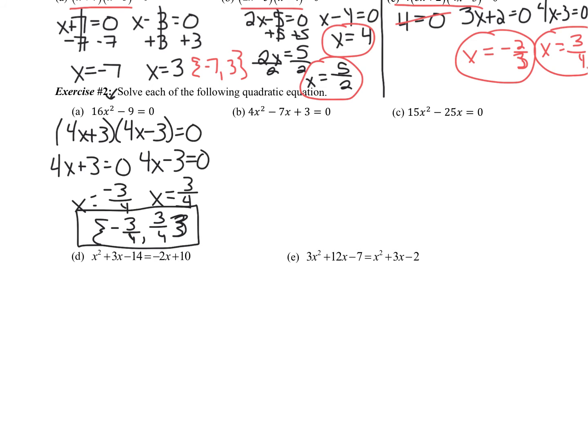as my final answers. So let's look at the next one, 4x squared minus 7x plus 3.